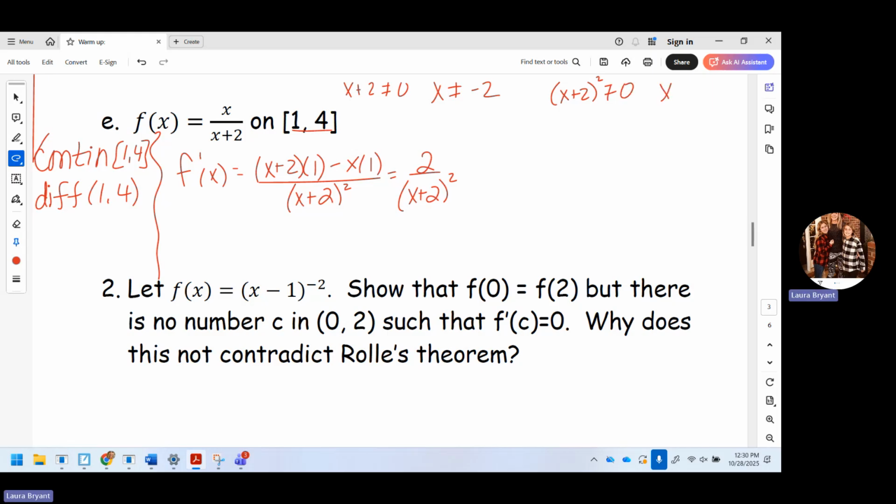Square root on both sides. And I get still that x can't be -2. So -2 is not on my interval between 1 and 4. So I actually am going to pass this test also.